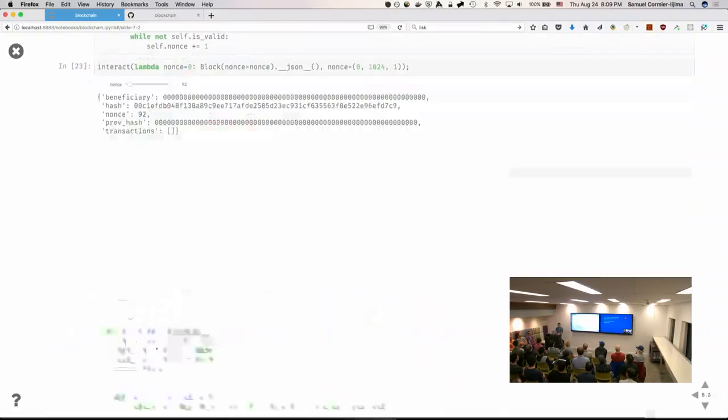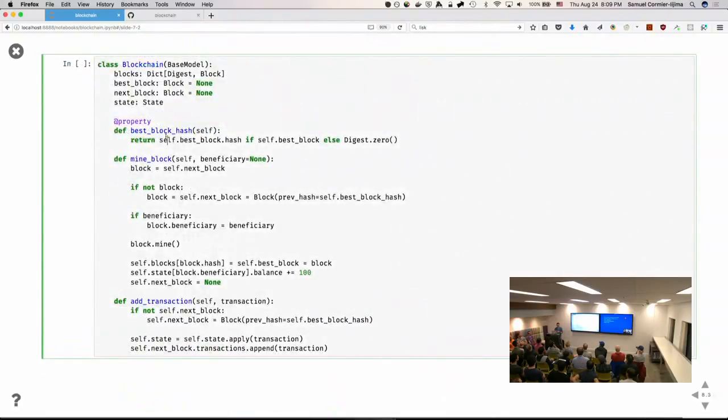And then finally, we have the blockchain itself. The blockchain just has this mapping of the block's hash to the block itself. We keep track of the best one that we know about, so this is the longest chain that we know about now. And here's the next block. This next block is the one we're currently trying to mine, and we're going to add it on to the end of our chain. And then the state just represents the current state of the ledger.